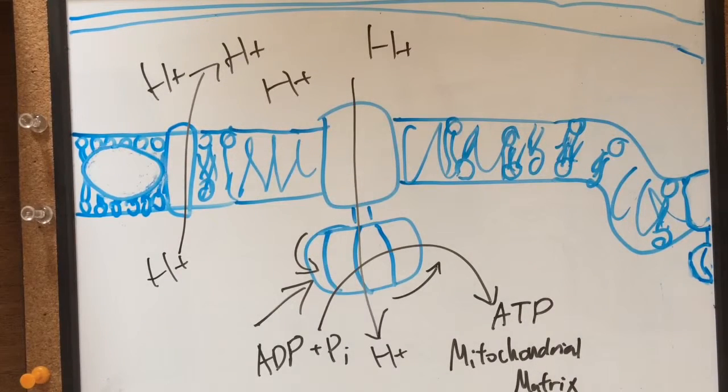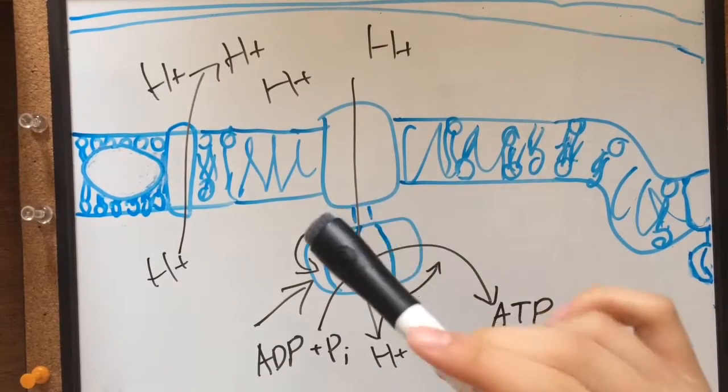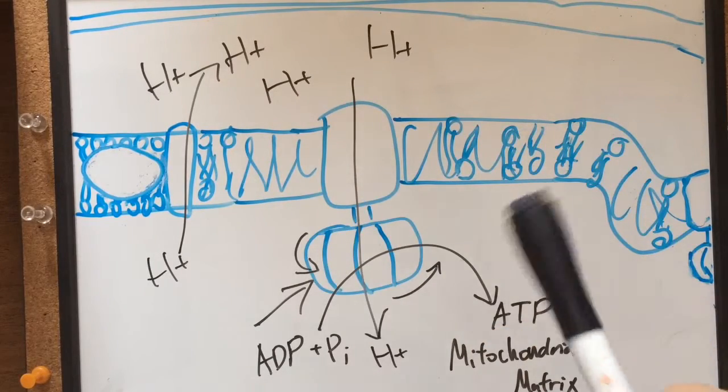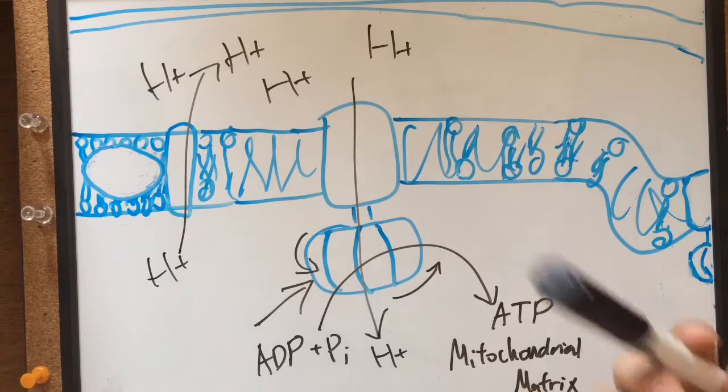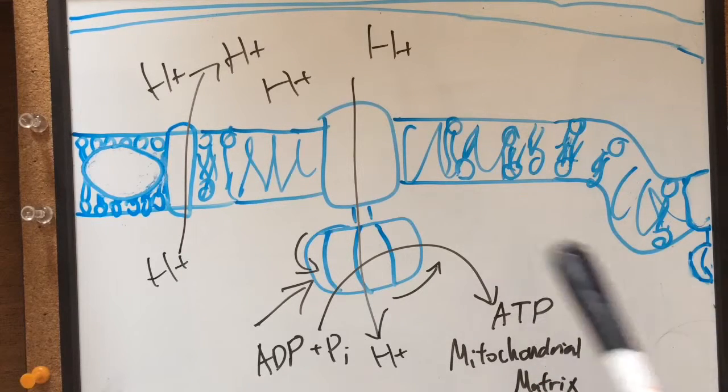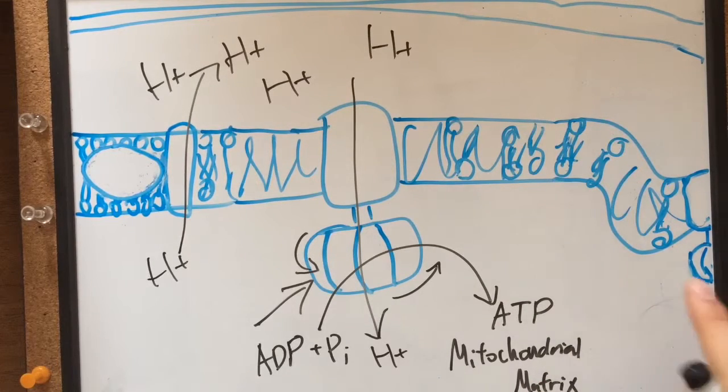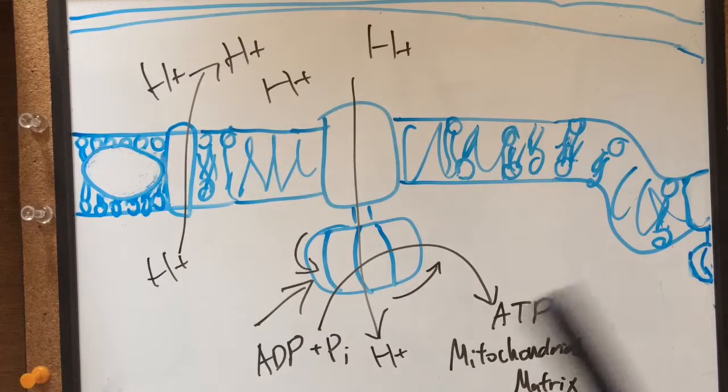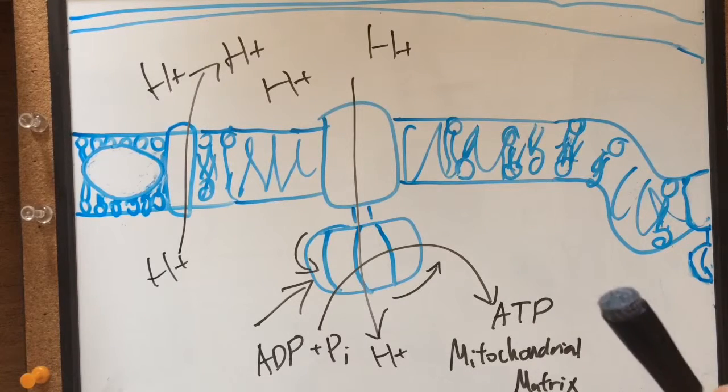The reason why the inner membrane of the mitochondria has so many cristae, which are the inner membrane folds, is to increase the surface area so more ATP synthases can be there. For example, I drew one out of the picture over there. And so this allows more hydrogen ions to go back across the membrane and create ATP faster.